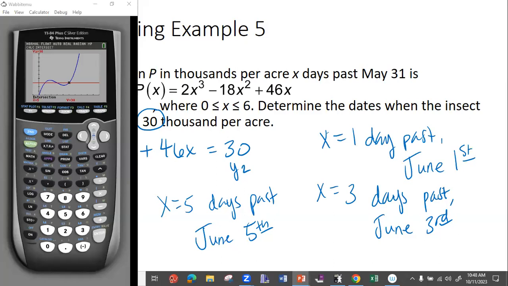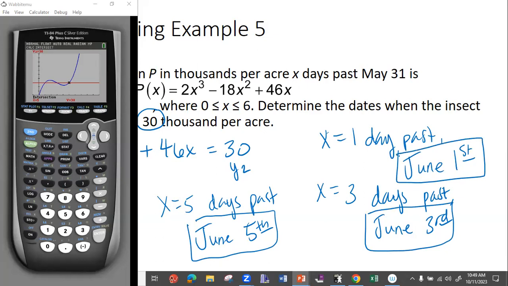Yes. Anyone feel like, oh man? So we can just stop at this point from there? Yeah, you're done. It says, what are the days? Yeah, we found the dates are June 5th, June 3rd, and June 1st. We found the days when their population would be 30,000 per acre.